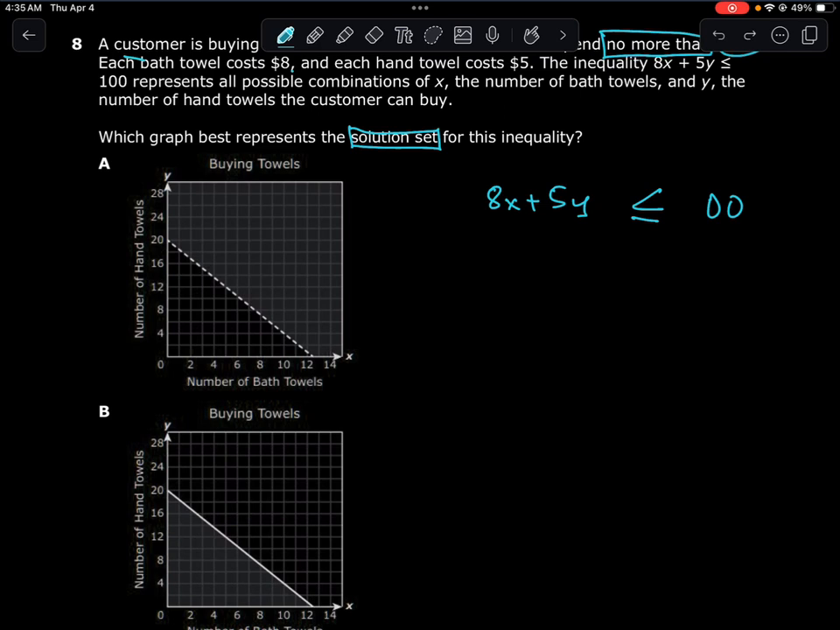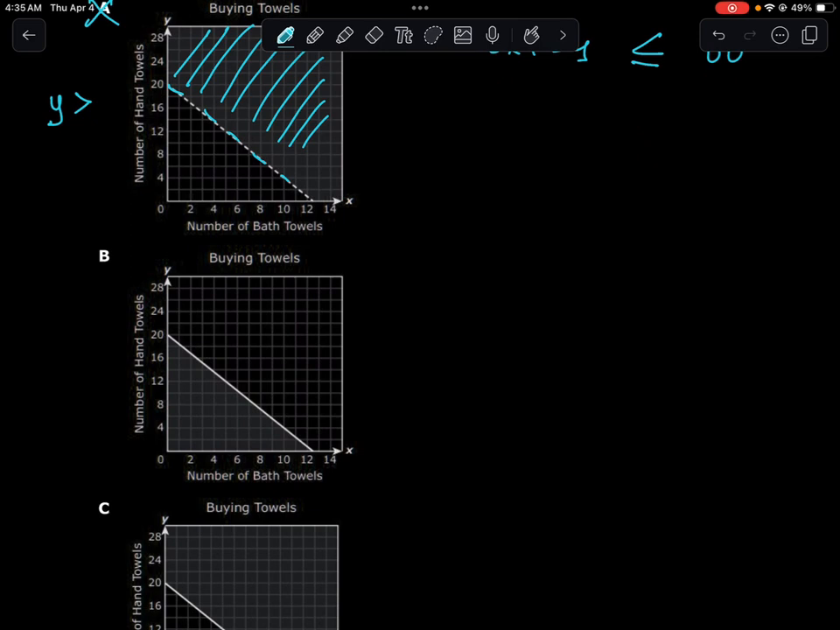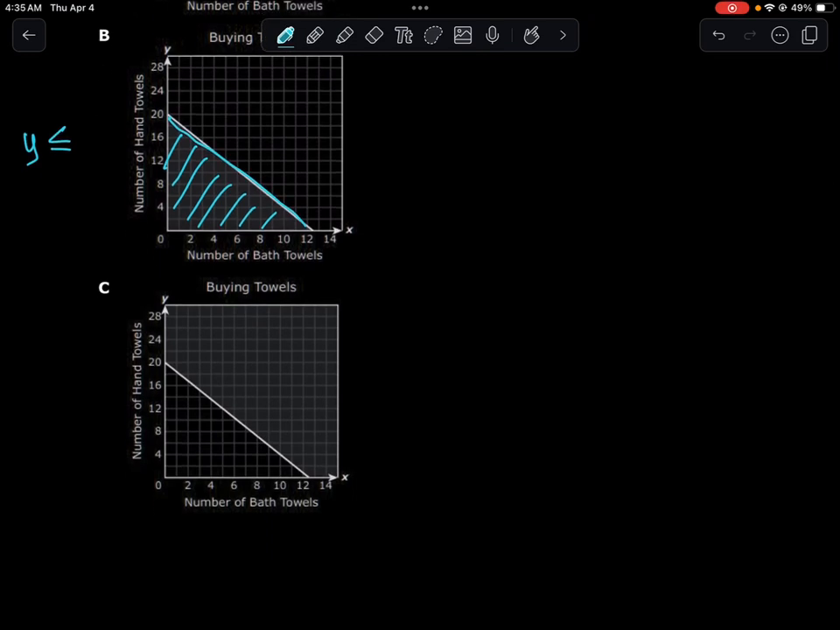Let's look at A. The shaded part is above, and there is a dotted line, so that would be y greater than, not equal, y greater than something. I have y less than or equal, so that's not it. So I eliminated A. How about this one, B? The shaded part is below, and there is a solid line. Okay, that is y. Below means less than. The solid line means equal. That could be it. Let's do C.